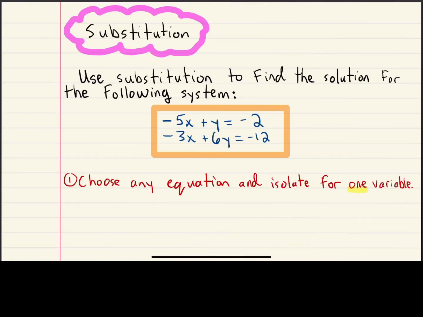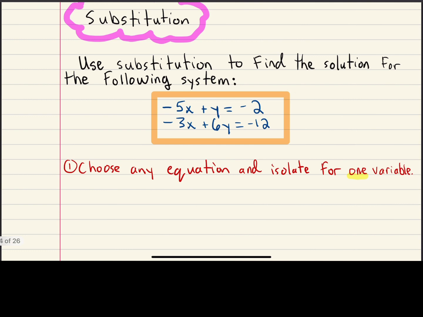So the first thing we're going to do is choose any of the two equations and isolate for one variable. It doesn't matter which equation you choose, and it also doesn't matter which variable you choose to start this off. As long as you do the algebra correctly, it should work out no matter what. So I say pick the variable and the equation that you find easiest or simplest to solve.